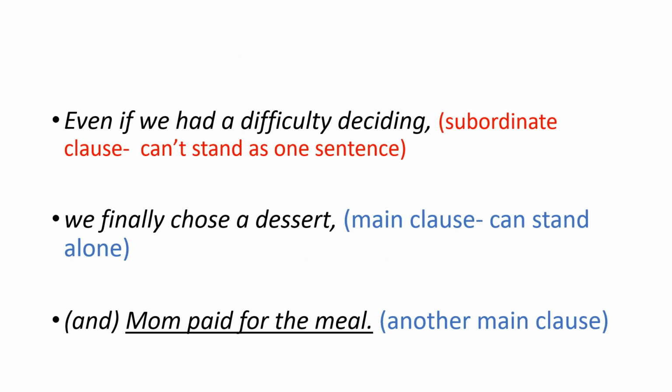Let us try to analyze the example. Even if we had a difficulty deciding is the subordinate clause in the sentence because it cannot stand alone as one sentence. We finally chose a dessert is a main clause which can stand alone. And Mom paid for the meal is another main clause in the sentence.